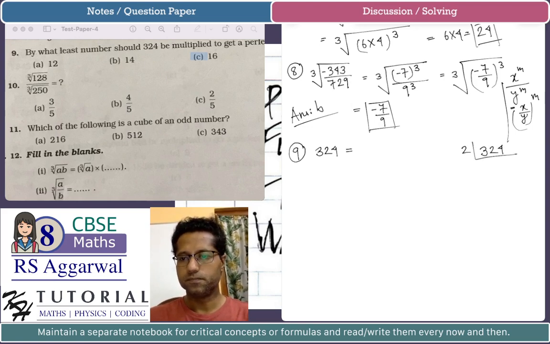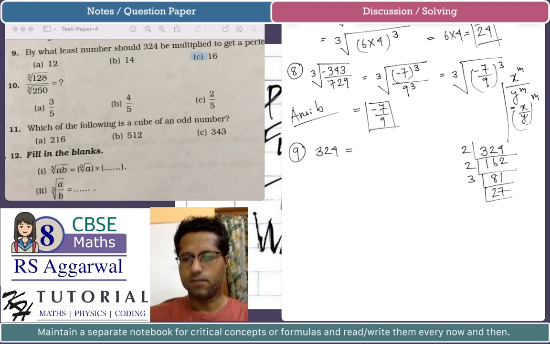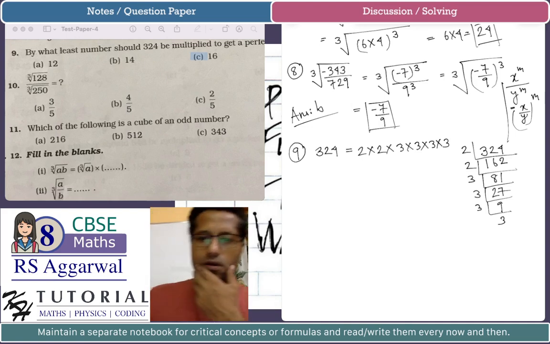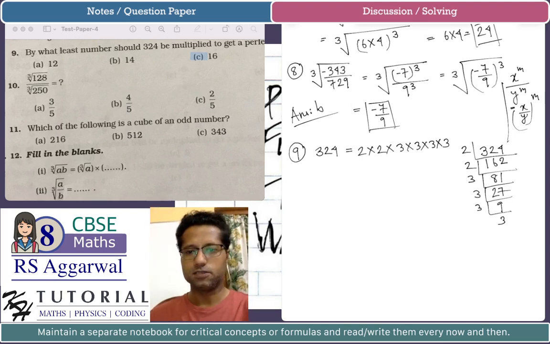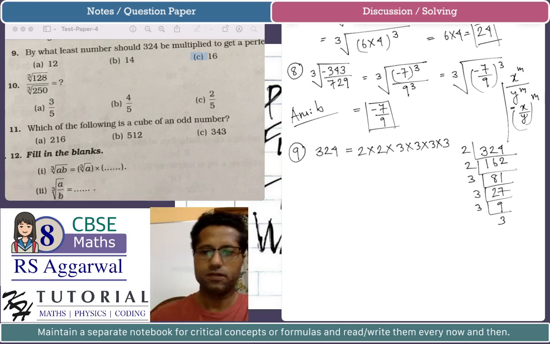Let's start with 2. So we have 162, and then again we will divide by 2, it will be 81, and then we will divide by 3, this will be 27, and then we will divide by 3 again, it will be 9, 3 and 3. So the prime factorization of 324 is 2 multiplied by 2 multiplied by 3 four times. Okay, now it is asking the least number that needs to be multiplied.